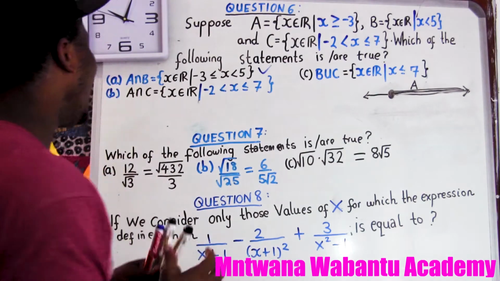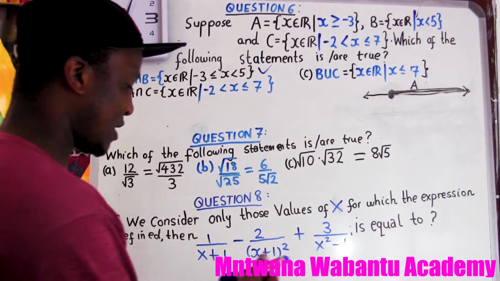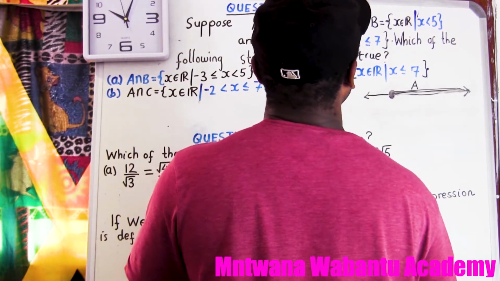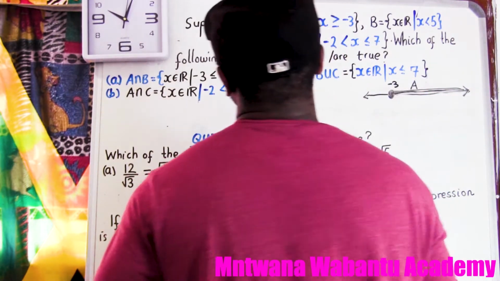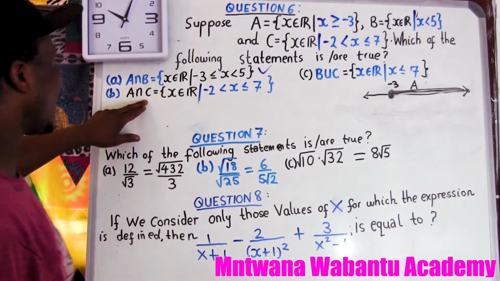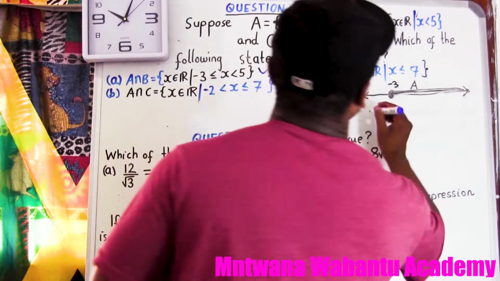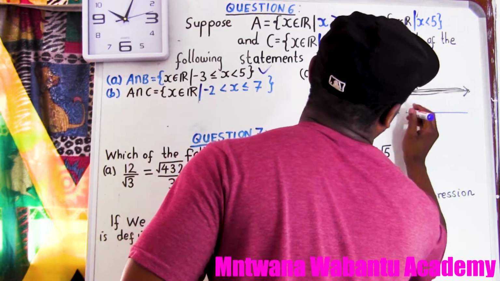Now we want to intersect with C. What is the C? C starts from -2 all the way to 7. So for A, this is -3, remember. It starts from -3 and goes all the way that side. Now they say intersect with C. Our C is -2 to 7. Okay, let's draw a line here. If this is -3, -2 is going to be somewhere here, let's say.